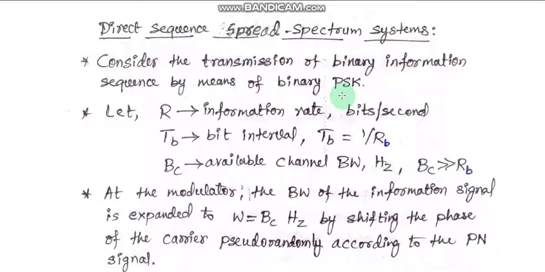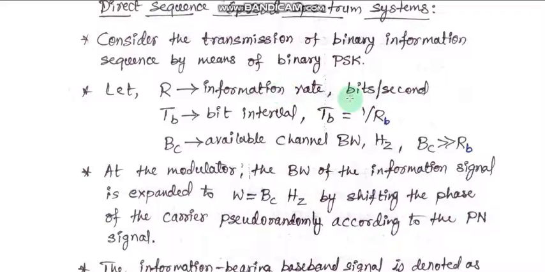If I am using FSK or MFSK, it will be called frequency hopped spread spectrum. Okay, now it is PSK, so DSSS. Okay, so let us consider R_B to be the information rate in bits per second, and 1 by R_B will be the bit duration. Okay, and let us consider the available channel bandwidth is B_C, which is expressed in hertz. Okay, and here B_C, the available channel bandwidth, will be very much larger compared to R_B. Okay, R_B is the information rate, the bit rate.